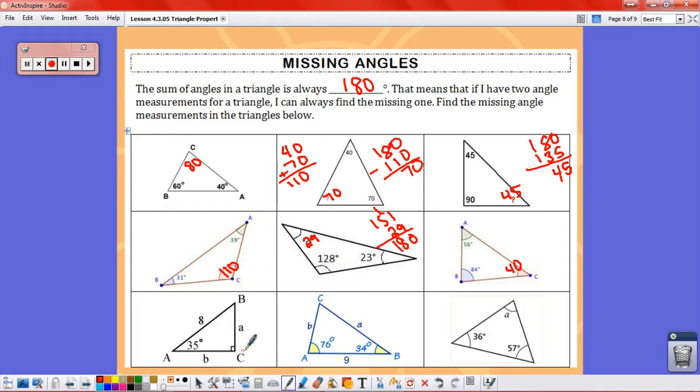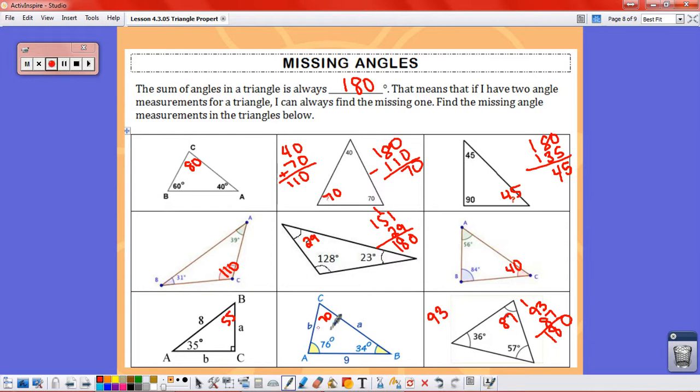This is 35 degrees, this is 90 degrees, it's marked with a little square. 35 and 90 is 125, so I have 55 degrees missing. 70 and 30 would be 100, but I have another 10 there, 110, so I'm missing 70 degrees. 36 and 57: 6 and 7 is 13, carry the 1, so 93, and 93 plus 87 would make 180.